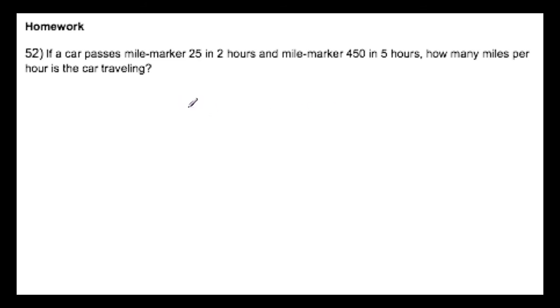So again, I'm going to set it up, but I'm not going to finish it. So we know we have our original ratio of 25 to 2, and since 25 comes first, that'll be on top. So she's at 25 mile marker, and that took 2 hours. But now we're going to get to 450 mile marker after 5 hours.